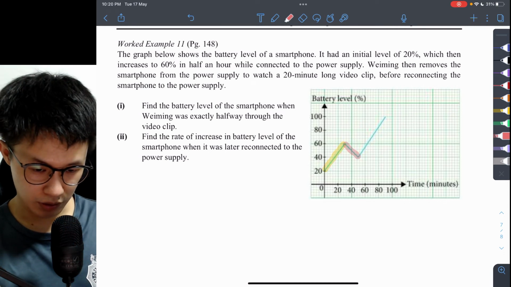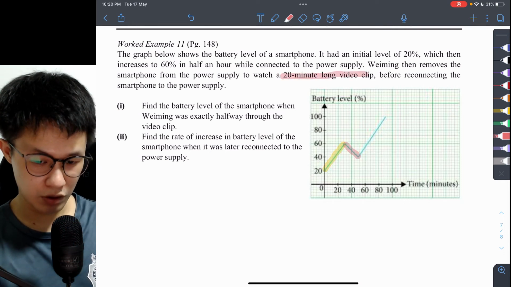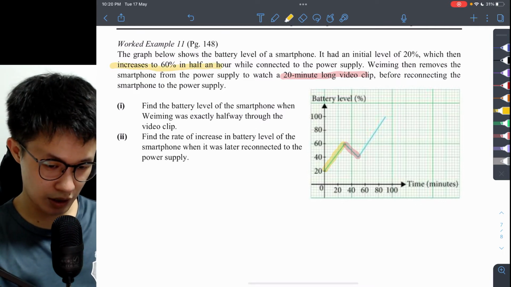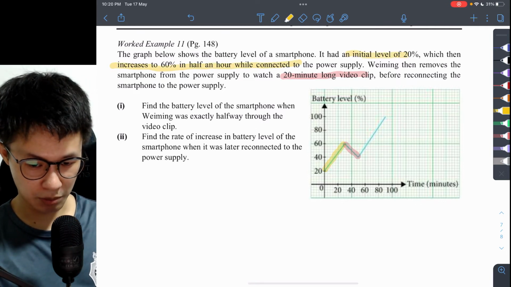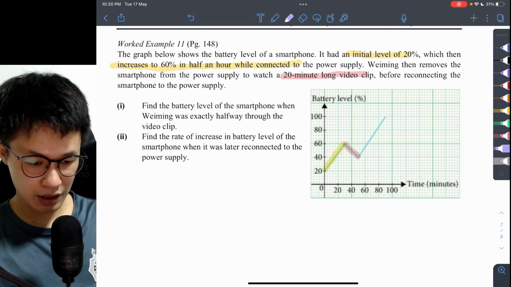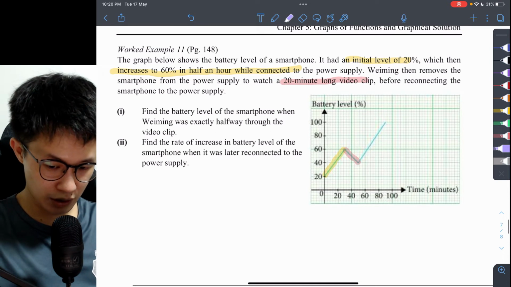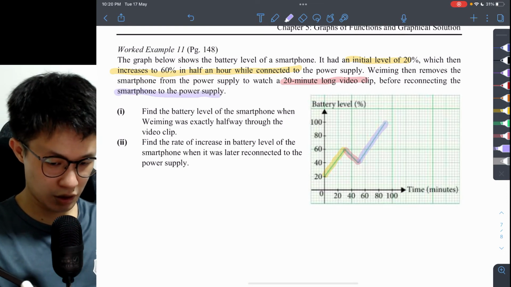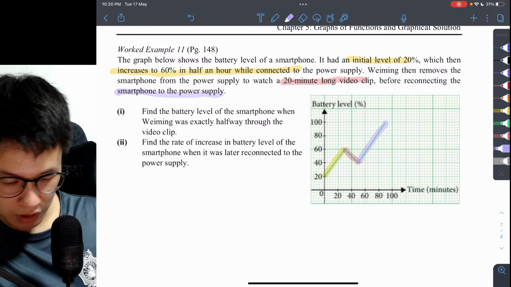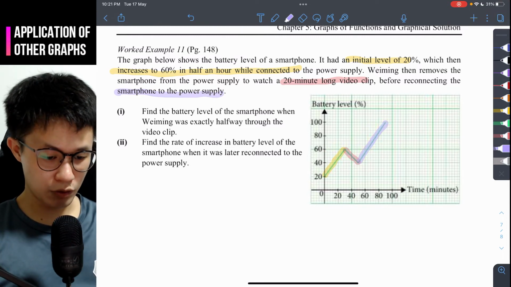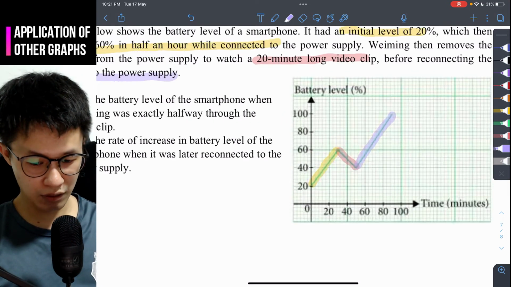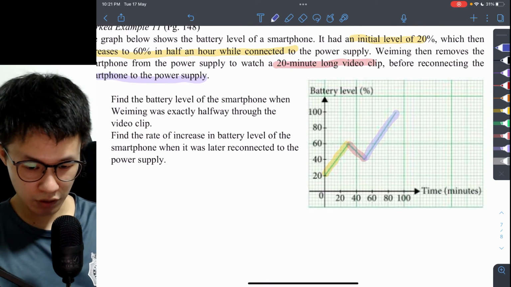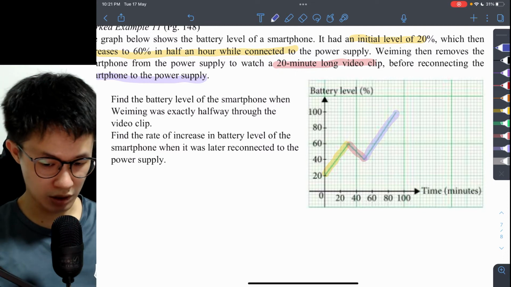I would assume that the 20-minute long video corresponds to the yellow part of the graph. And finally, he decided to connect back. So as he connects back, from here to here, he charges it to about 100%. Find the battery level of the smartphone when Wei-Ming was exactly halfway through the video. If you look at the graph, he was exactly halfway through the video at 40 minutes.